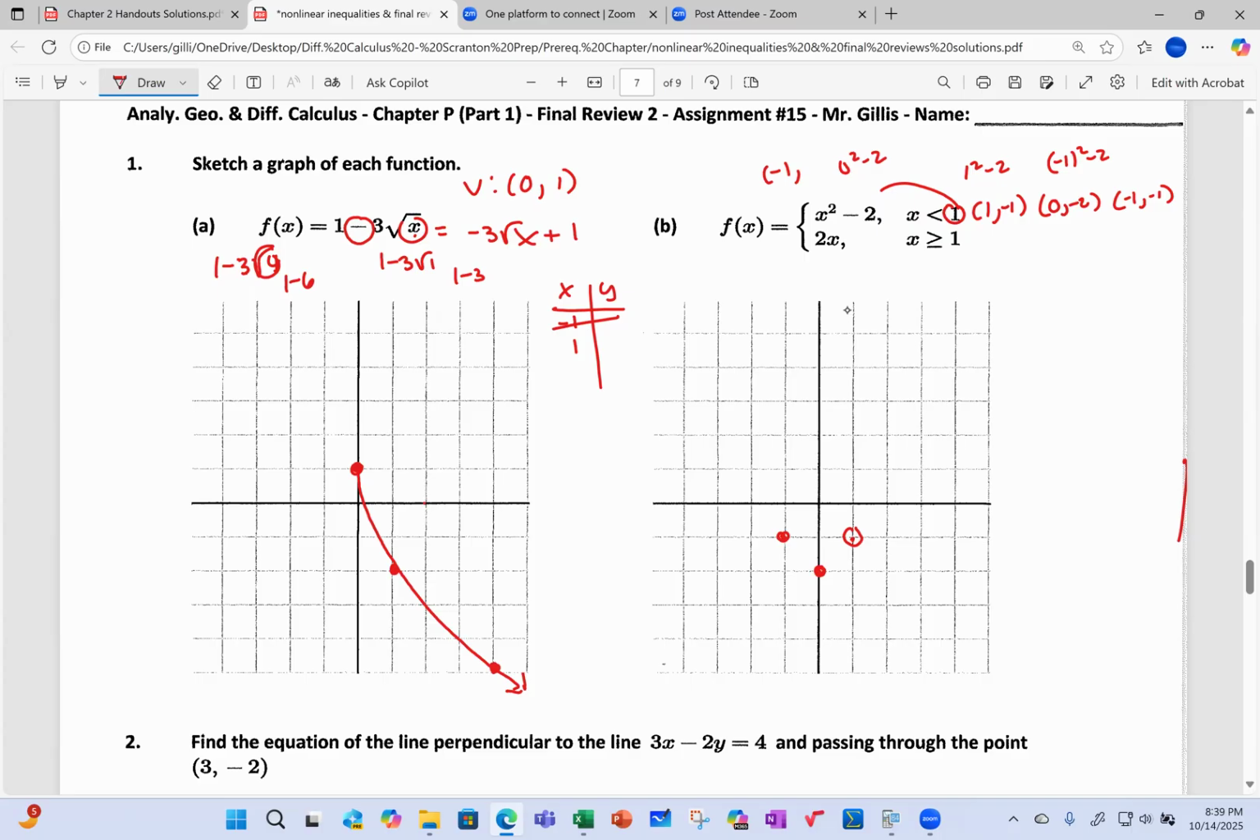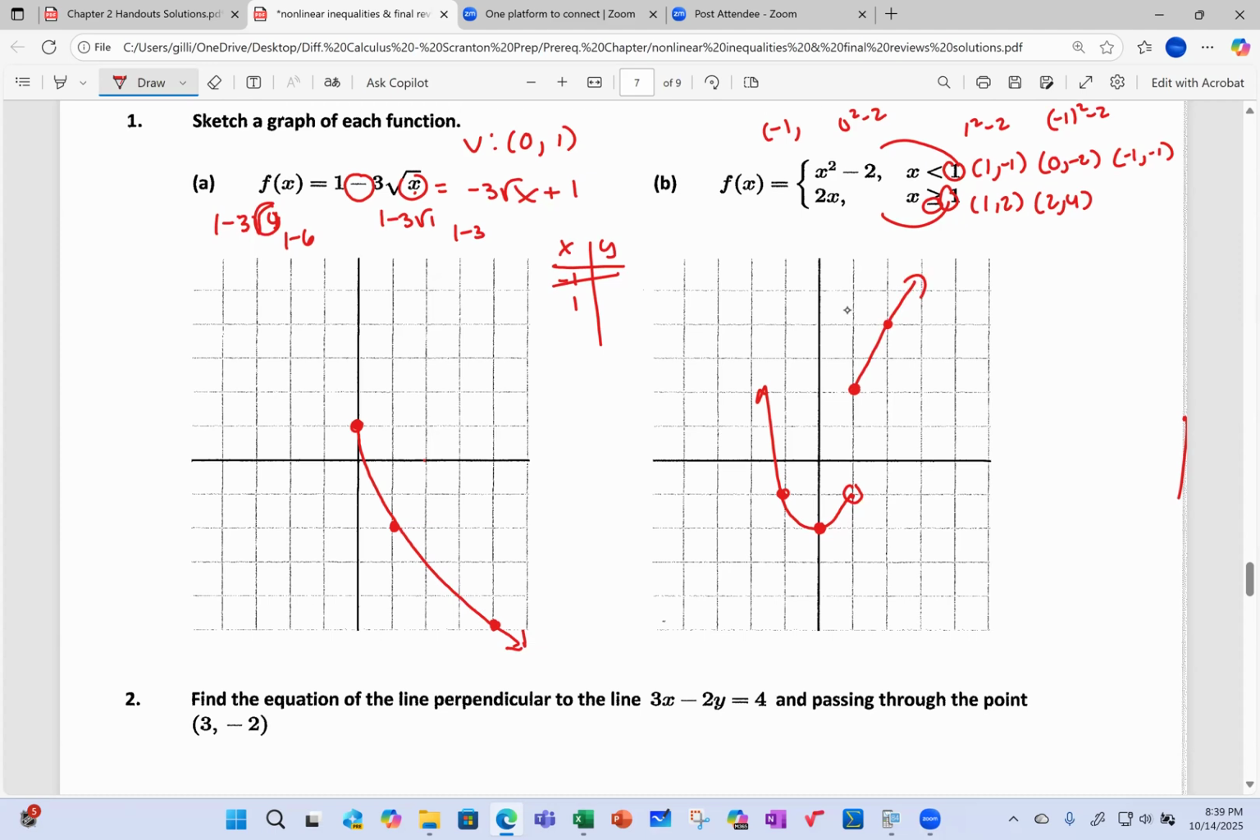0, -2, and then -1, -1. This is where I started. This is where I'm going towards, and it's concave up because of the positive x squared. Here, I'll put in 1, get 2, pick 2 because that's bigger than 1, get 4. So go over 1 up 2. It's a closed circle because of the equal to part. And then 2, 4, over 2 up 2, 3, 4. And there is my graph. So kind of a big jump there in that discontinuity.